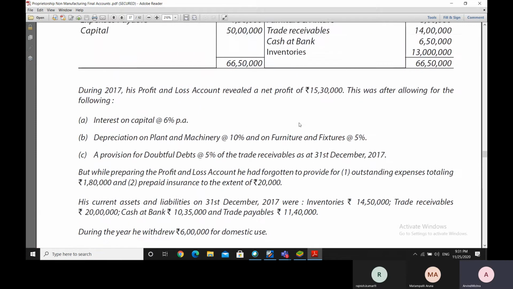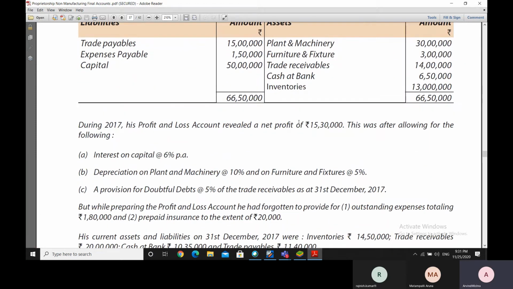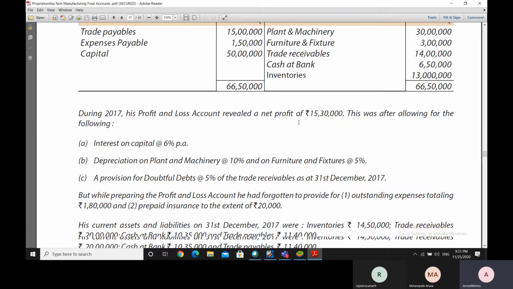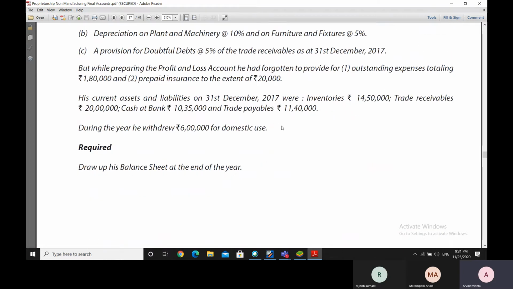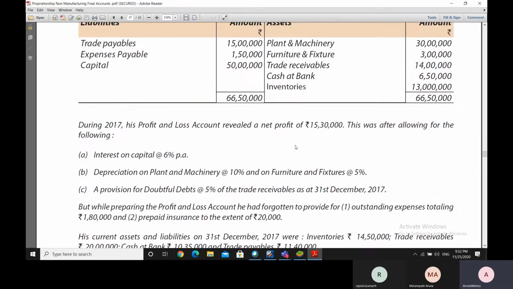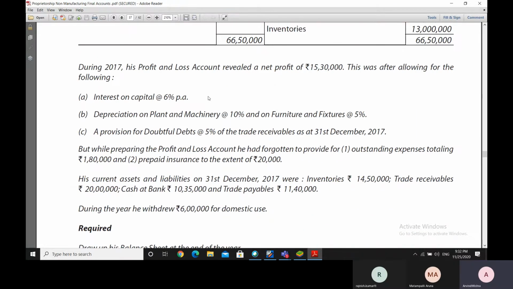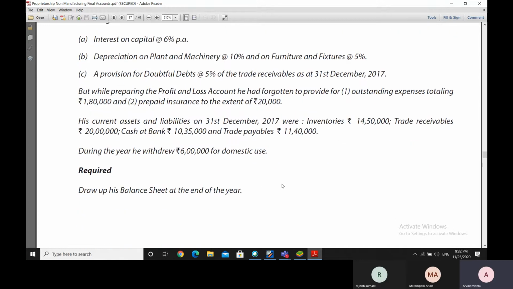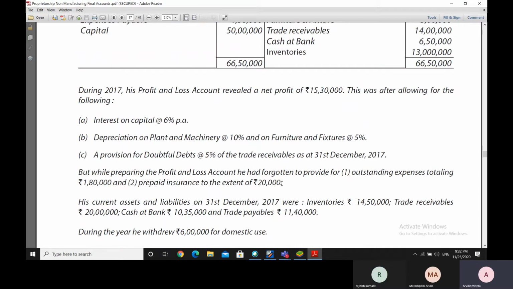Now, on the basis of this information that has been provided, where initially the balance sheet has been given and finally we are supposed to prepare the balance sheet as at the end of the year, which means as on 31st December 2017. We have been given the balance sheet of the beginning of the year, and after that we have been given certain facts and figures, and thereafter we have been told to prepare the balance sheet as on the last day of the year, which is in this case the 31st of December 2017.